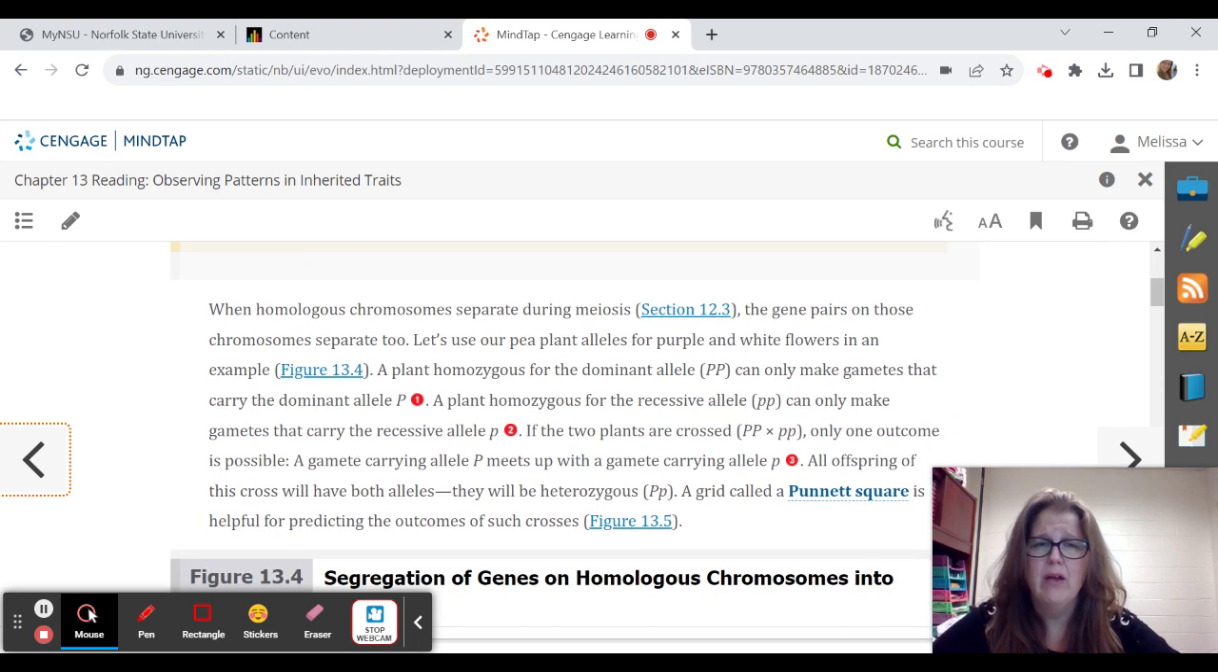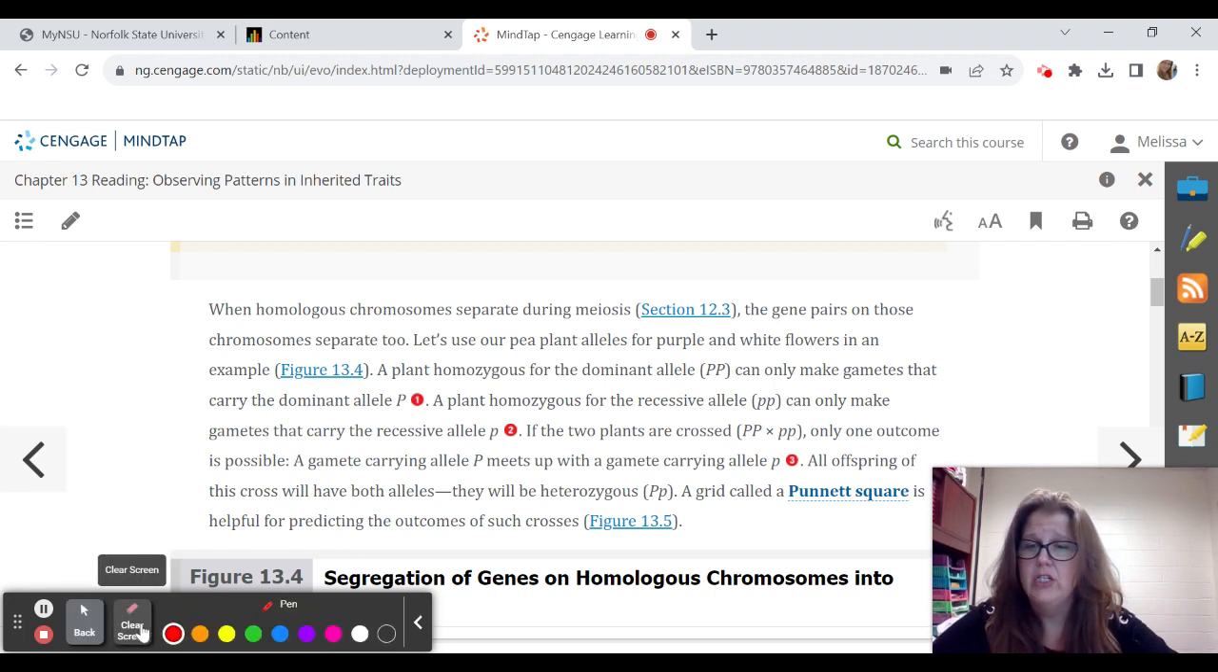So this starts talking about meiosis, and we talked about meiosis in chapter 12. And if you remember, meiosis is how sperm and egg cells are made, how the gametes are made. Remember that the cells produced during meiosis are haploid. So if a person is homozygous dominant, they have two copies of the dominant allele, so all of their gametes are going to have the dominant allele for that gene.